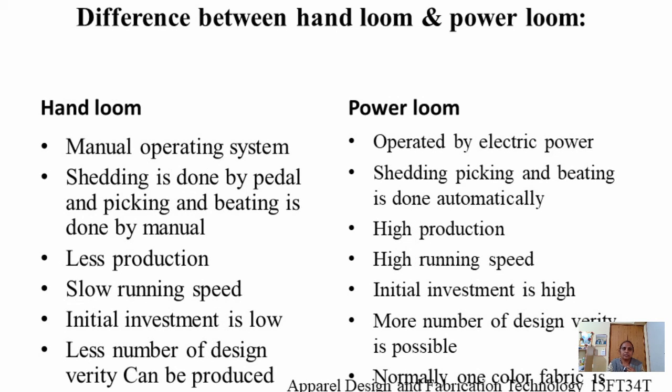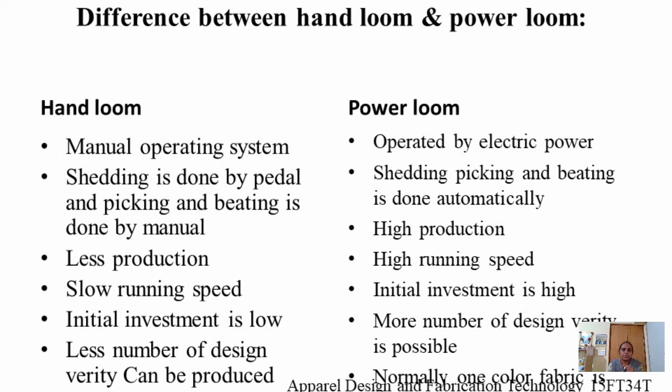So you have to know the differences between the hand loom and the power loom. First, the hand loom is a manual operating system. The power loom is operated by electric power. In the hand loom, shedding is done by pedal, and picking and beating is done manually. So the motions of weaving are done by manpower. In the power loom, shedding, picking and beating are done automatically, that is, all the motions are carried out automatically.